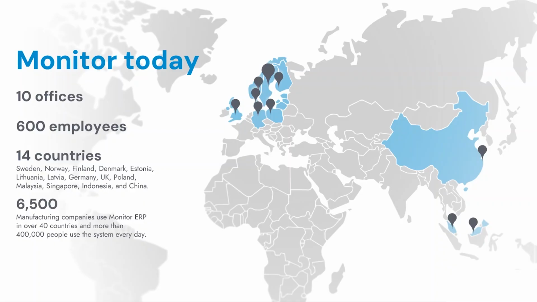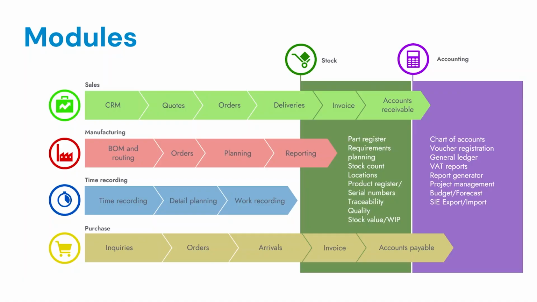Today we serve over 6,500 customers and 400,000 daily users worldwide. Our system is standardized and designed to support every process in the manufacturing business. The system is built around 6 core modules: sales, manufacturing, time recording, purchase, stock and accounting. Each module contains a number of procedures. For example, the sales module covers the entire sales flow, from quotation through customer order and delivery, to invoicing and accounts receivable. The manufacturing module includes BOM and routing, pre-calculations, manufacturing order, planning and reporting.